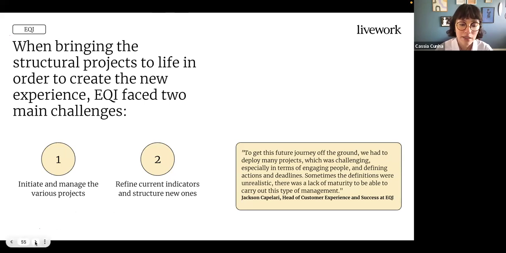One was to initiate and manage, because there were many projects, and they had to engage people, and they had to define timelines and goals, etc. And the other challenge was to refine current indicators. So of course they had indicators in place, but they also understood that to measure the impact of some of the solutions we proposed and to have a bigger view of the impact of the new service we were co-creating with them, they had to create new indicators.